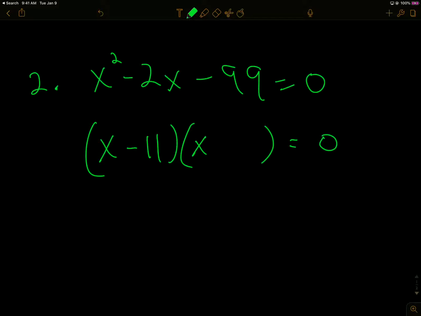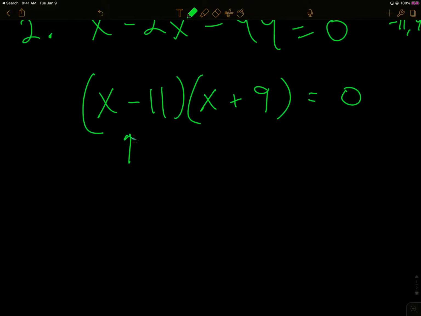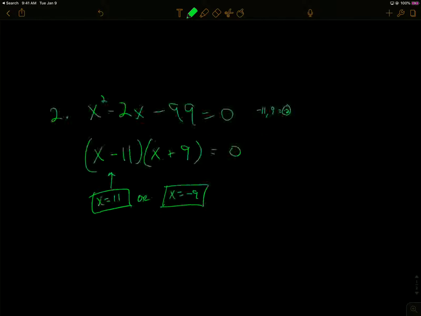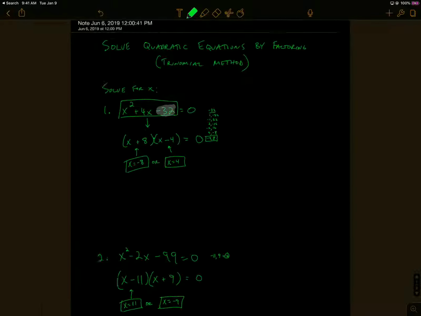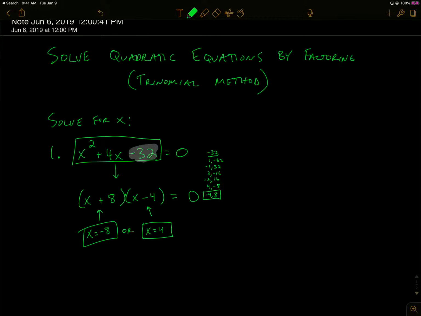So I know that's negative 11 and positive 9, because negative 11 and 9 add to negative 2, and of course they multiply to negative 99. So now what x makes the first factor 0? 11, so that's one solution. What x makes the other factor 0? That's negative 9. That's our other solution. So remember, we may have as many as two solutions. That's how we solve when it's a trinomial equaling 0. We're going to factor it, then find what x value makes each factor 0.